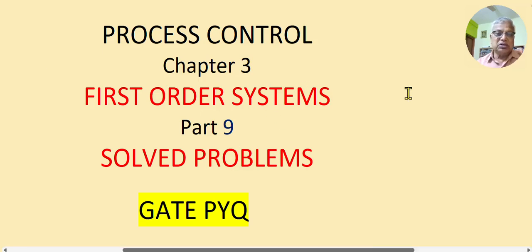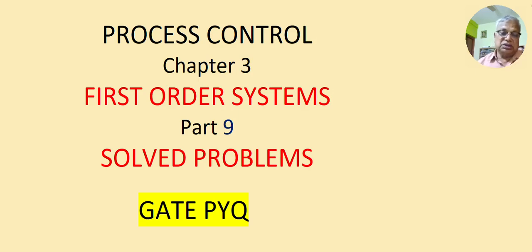Welcome to this lecture on process control, first order systems. This is the next part of first order systems. In this, we are going to solve a numerical on the response of first order systems. So we'll see the response of a first order system for some particular type of input. Let us see what the question is and what type of input it is.